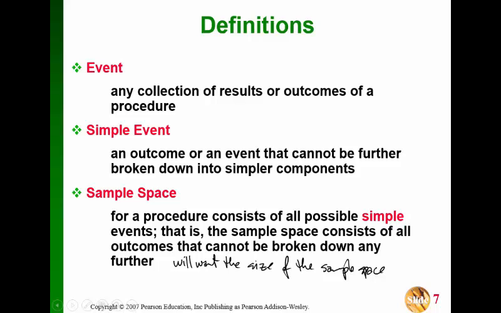So, a simple example, flipping a coin: you either get a heads or a tails. Heads and tails are simple events. And your sample space would be the collection of all simple events, the head or the tail. So you have two elements in your sample space, and the two events are heads or tails. Okay? I think when we get to rolling dice, these definitions might pop out a little bit more.